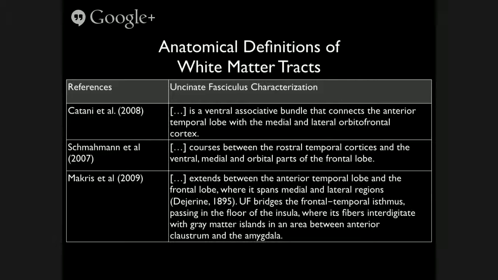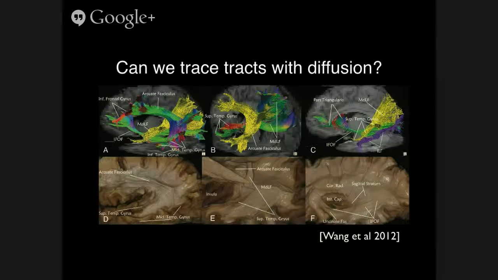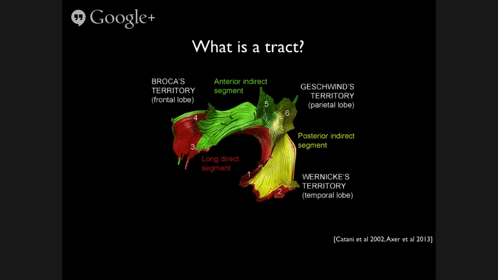What we do have is that for some tracts, there's been actually dissection studies showing that what we obtain with diffusion actually corresponds with underlying anatomy. But the question of what is a tract is still open.